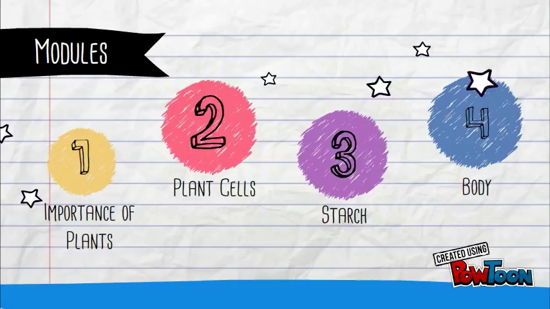Module 3 is about starch. You'll be studying plant metabolism, including photosynthesis and cell respiration, functions of carbohydrates, proteins, lipids, and nucleic acids, and some major starch crops that are used by humans. Module 4 is called Body, and in that section you'll be studying plant anatomy and the plant's role in human nutrition.